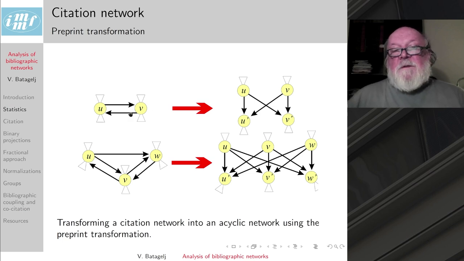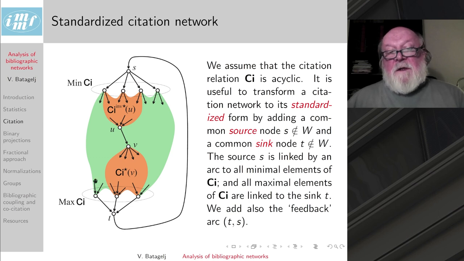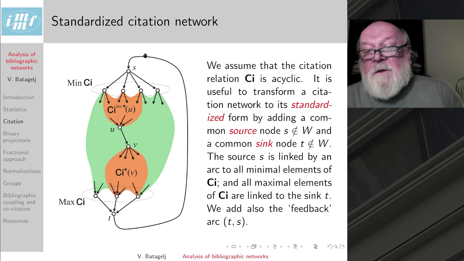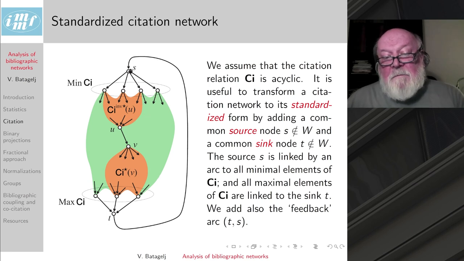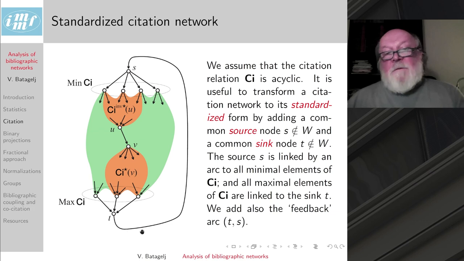In using this transformation, we transform cycles into acyclic substructures, and in this way we transform a network into an acyclic network. And now, if you assume that the network is acyclic, then we can produce a kind of standardized form of citation network by adding to a network a common source and a common sink. And so this is now acyclic, but by adding an additional arc from sink to source, we make it cyclic. And this is a theoretical construction that allows us to observe some quite interesting properties.